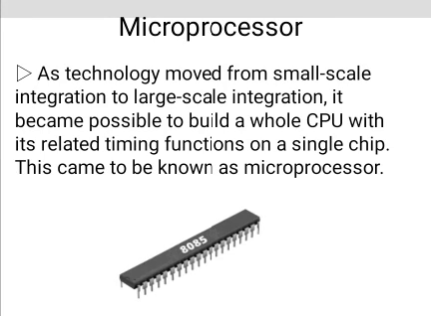Next is the microprocessor. What is a microprocessor? It is an IC. As computer technology moved from small scale integration to large scale integration, it became possible to build a whole CPU with its related timing functions on a single chip. This is known as a microprocessor. That means we can say the CPU on a single chip. The computer's CPU built on a single IC is called a microprocessor.